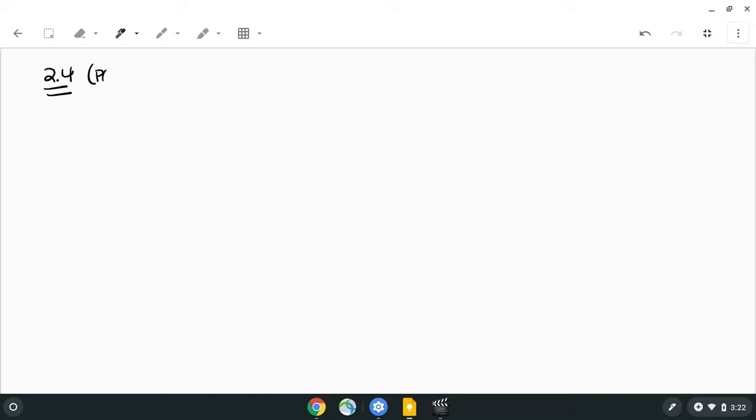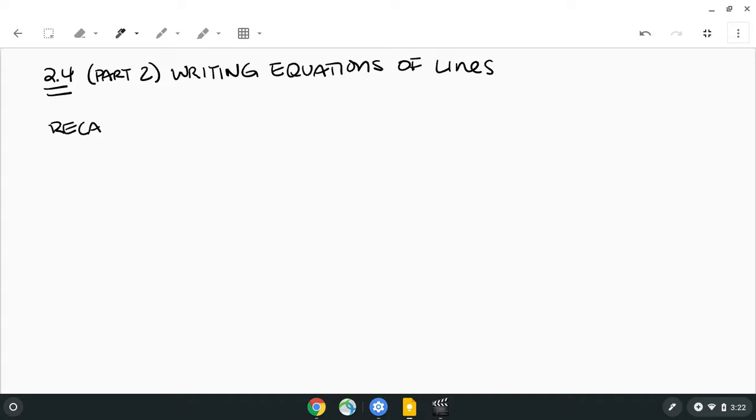2.4, so this is part 2. Writing equations of lines, with an emphasis on parallel and perpendicular lines. Okay, so let's go ahead and recall what we said about parallel and perpendicular lines.